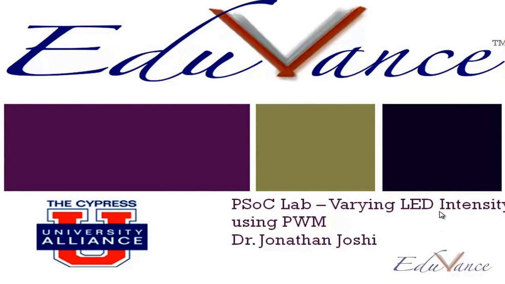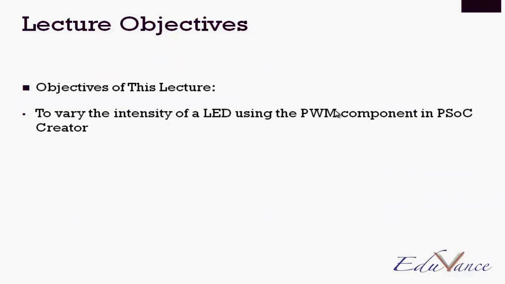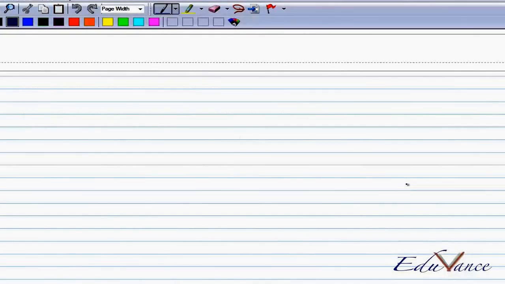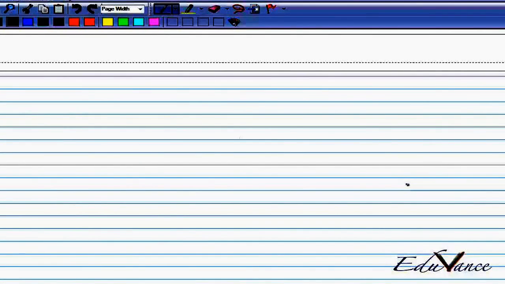Hi guys, as part of today's lecture we will look at how we can control the intensity of the LED using a PWM component. So we will look at the PWM component in the PSoC Creator software, and using the concepts that we learned in the previous lecture about PWM, we will write the program to vary the intensity of the LED. So before we move on to the PSoC Creator software, let us first understand a few basics.